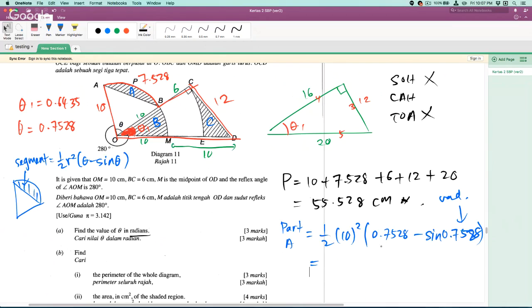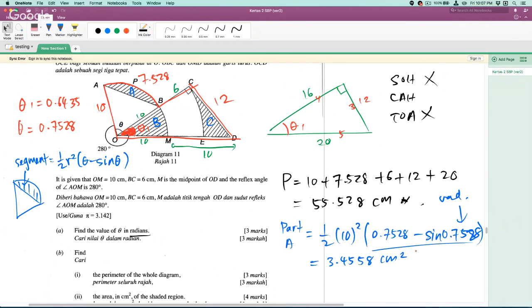So I will press this first. 0.7528 minus sine 0.7528, and then multiply by 100, divide by 2, multiply by 50. So this part is 3.456. I write more decimals first, cm squared. This is part A. Right, then we are done with part A, then we find part B.